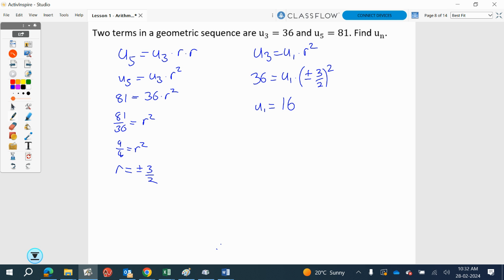So for Un, there are two possible sequences. Un is 16 times either plus or minus 3 over 2 to the n minus 1. There are two sequences, and they will alternate.